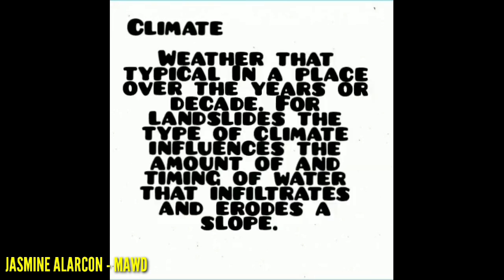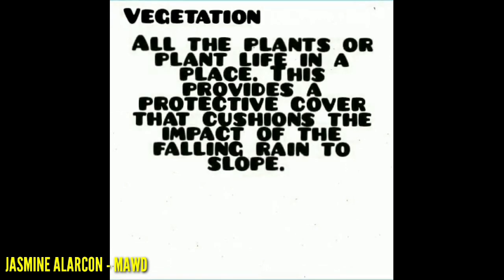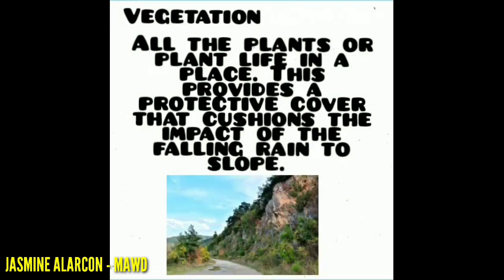Climate. Weather that is typical in a place over the decades. For landslide, the type of climate influences the amount and timing of water that infiltrates and erodes a slope. Vegetation. All the plants or plant life in a place. This provides a protective cover that cushions the impact of the falling rain on the slope.